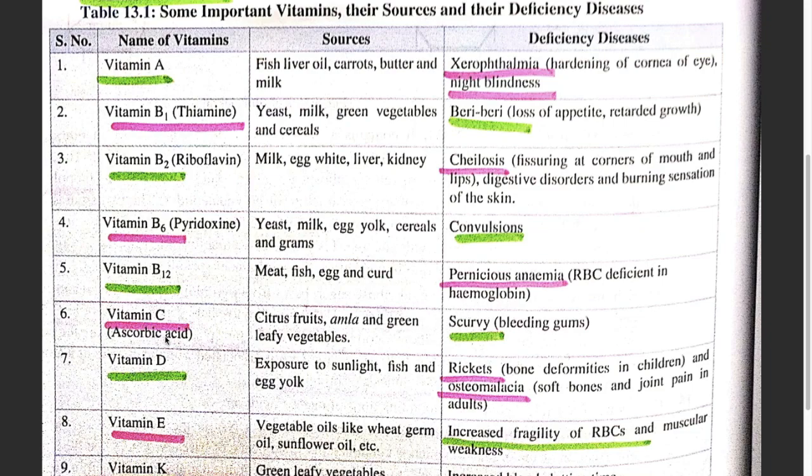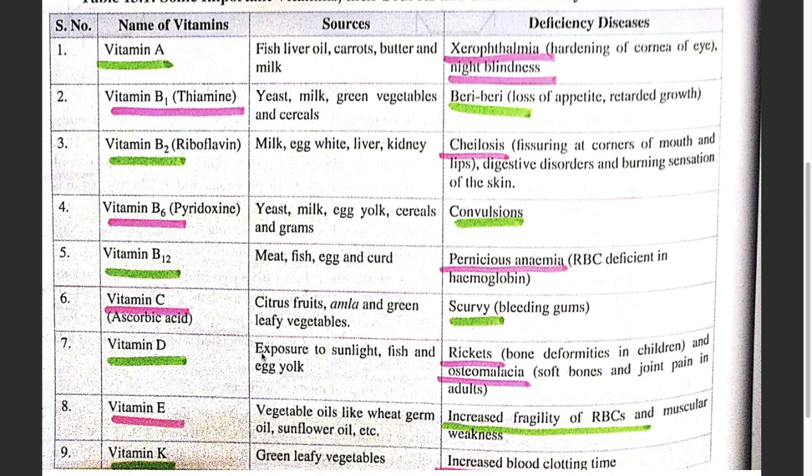Vitamin C, chemical name ascorbic acid. C for citrus fruits. So all the citrus fruits are rich in vitamin C. The richest source of vitamin C is amla and green leafy vegetables. And the deficiency disease is scurvy. The symptoms are bleeding gums.